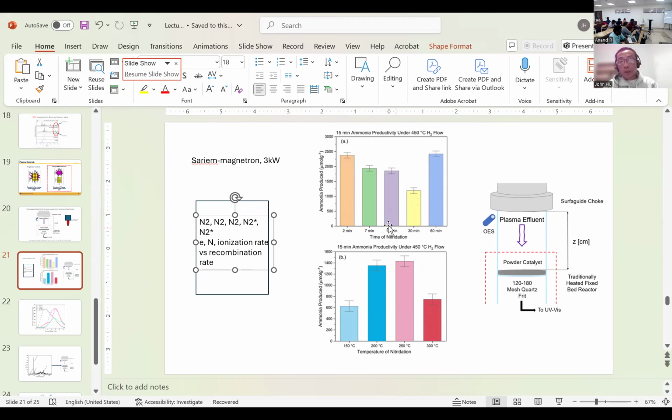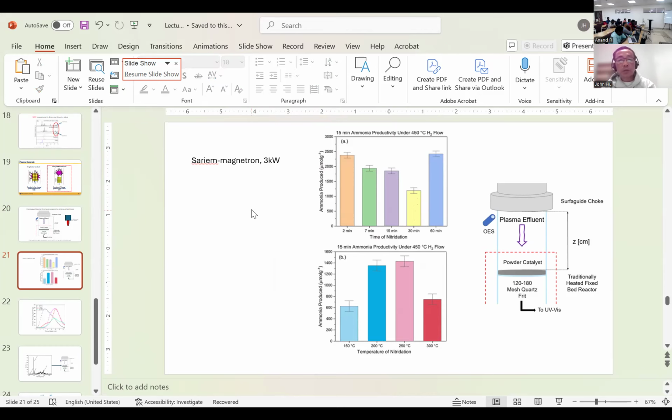Okay, so now let me interpret this one. What's the meaning of 2 minutes, 7 minutes, 15 minutes, 30 minutes, 60 minutes? Let me interpret this for you. The first graph: on the y-axis is the micromole of ammonia per gram of the agent, which is a chemical looping agent. To interpret this, remember this is chemical looping using plasma. I'm going to write this.